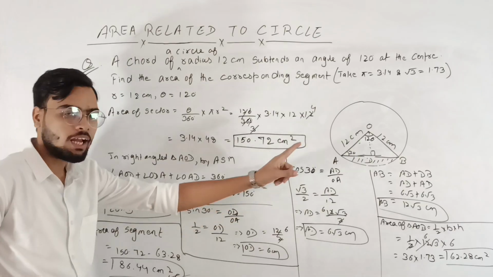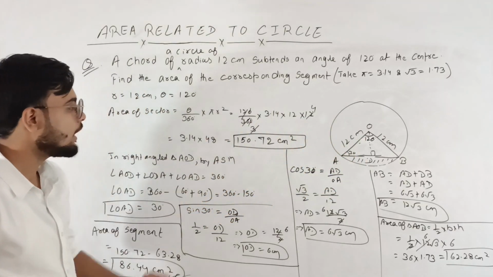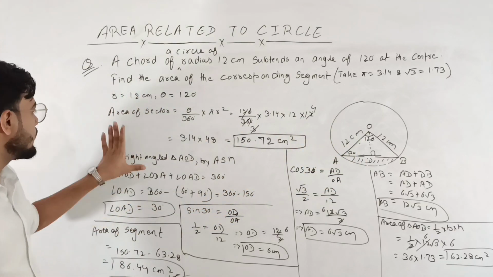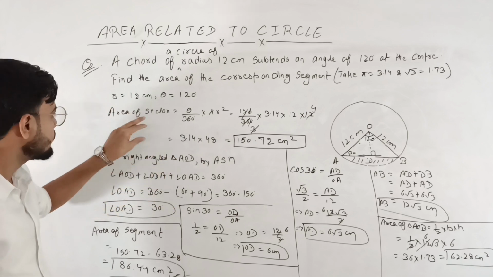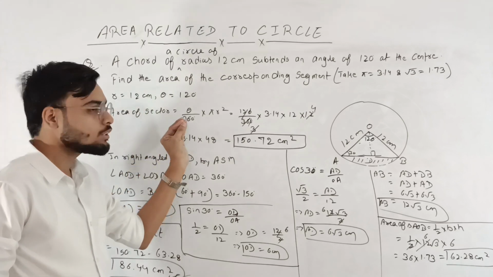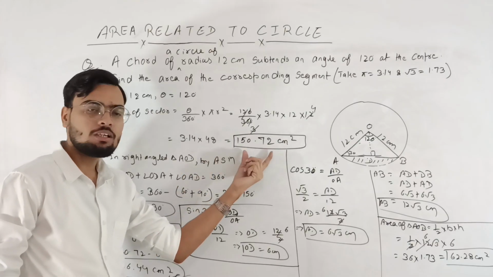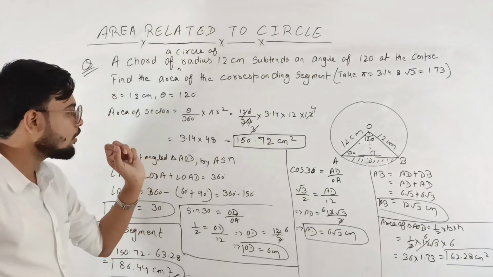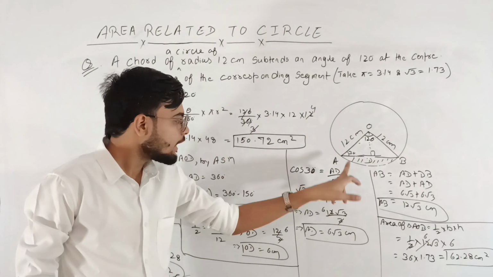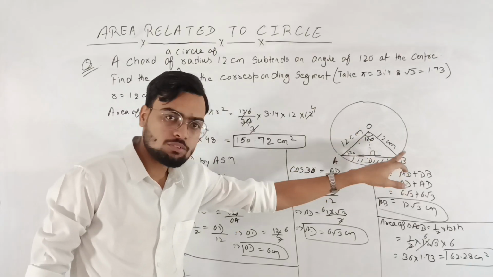Chord AB is not given. Angle is given, which is 120 degree. Now we have to find the area of segment. So first I get what is given. Then for area of segment, first we have to find the area of sector. So by using formula theta upon 360 degree into pi r square, I find the area, which is 150.72 centimeter square. Now then for segment, again I have to find the area of triangle AOB.